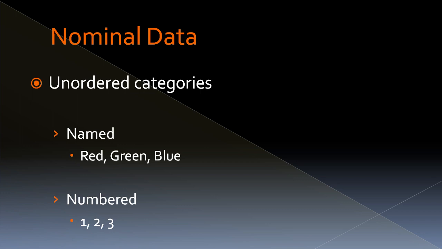There's no order to these, and if you number them 1, 2 and 3, just because you number them 1, 2 and 3, that doesn't mean that they suddenly have order. You cannot call them ordinal data just because you've put ordered numbers on them. All this means is that you've put some numbers on them. They're just tags, they're labels, but the categories themselves are still unordered.